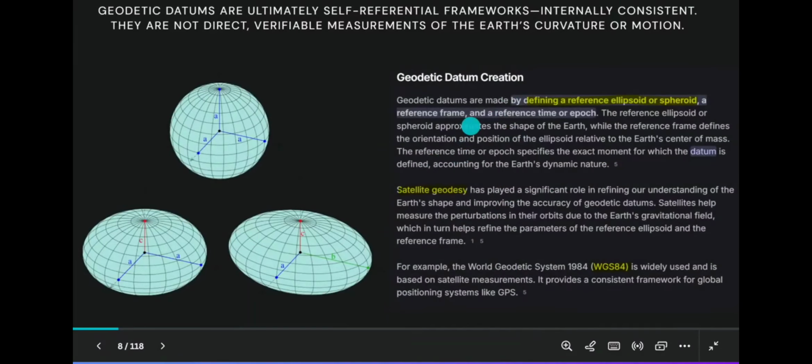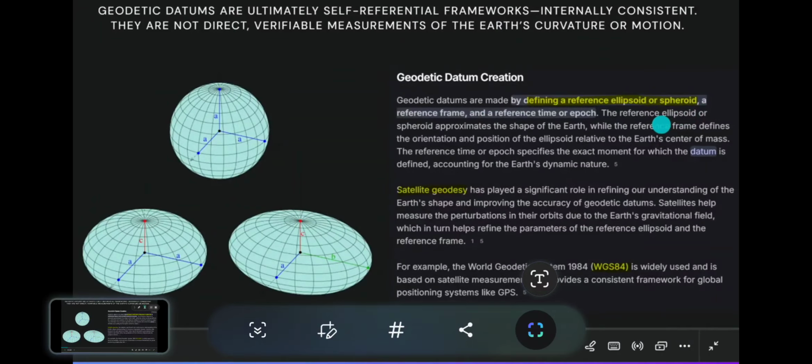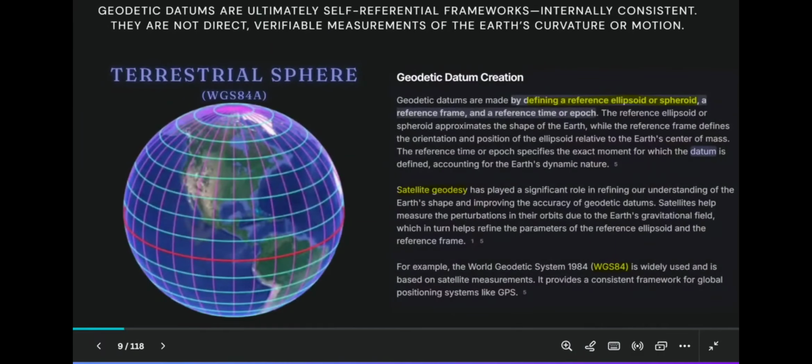We remember this is how we concluded. It was an ultimately self-referential framework, which is internally consistent, meaning that it doesn't actually track the surface of the Earth as curving. Our terrestrial sphere model, made up of longitude and latitude, is a reference ellipsoid contrived by assuming a model, essentially.